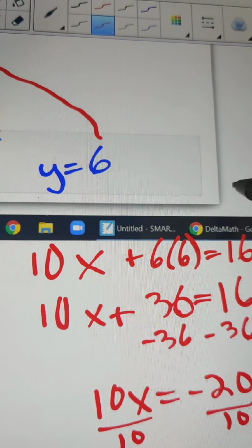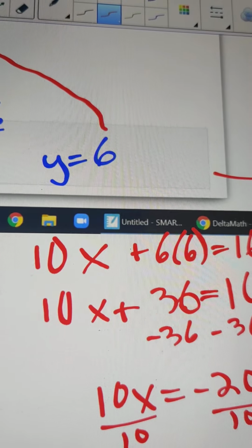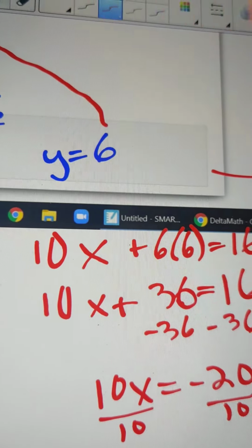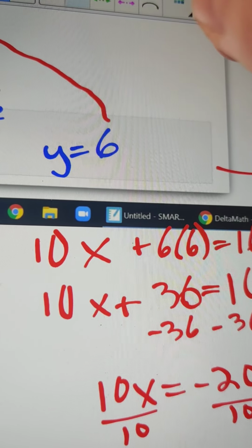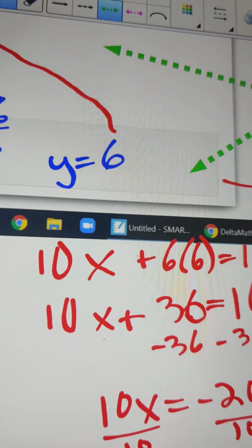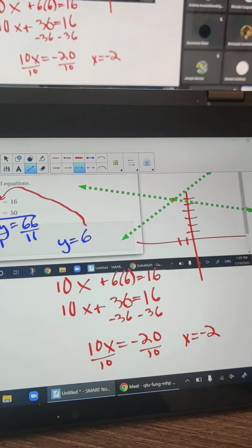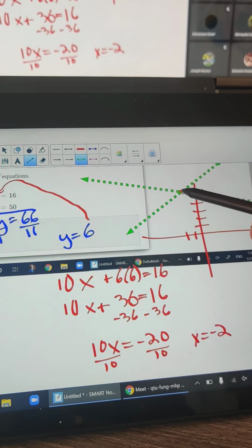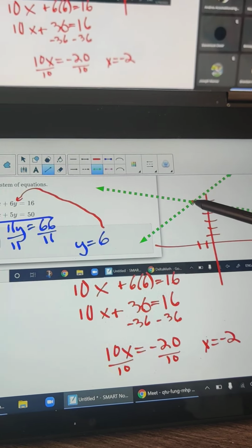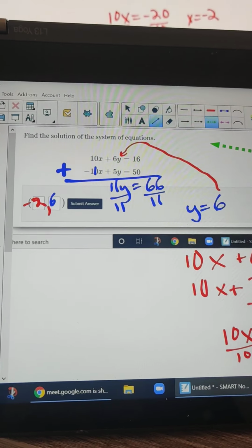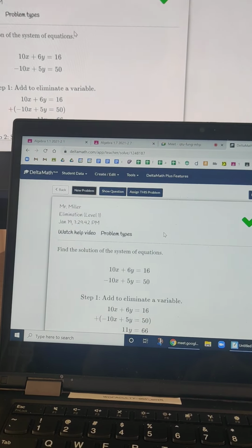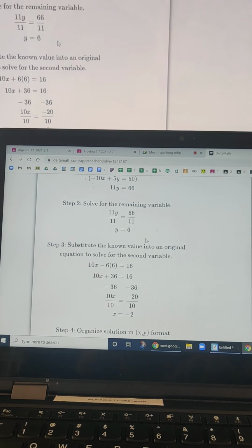And on a graph, that would be the place where the two lines would meet. So you might have one line going like this, and one line going like this, like we did in the other situation. And that negative 2 comma 6 is the solution to both lines, like we did in graphing the other day. So that is my answer. I'm going to pause. That's your negative 2 comma 6 is your answer.